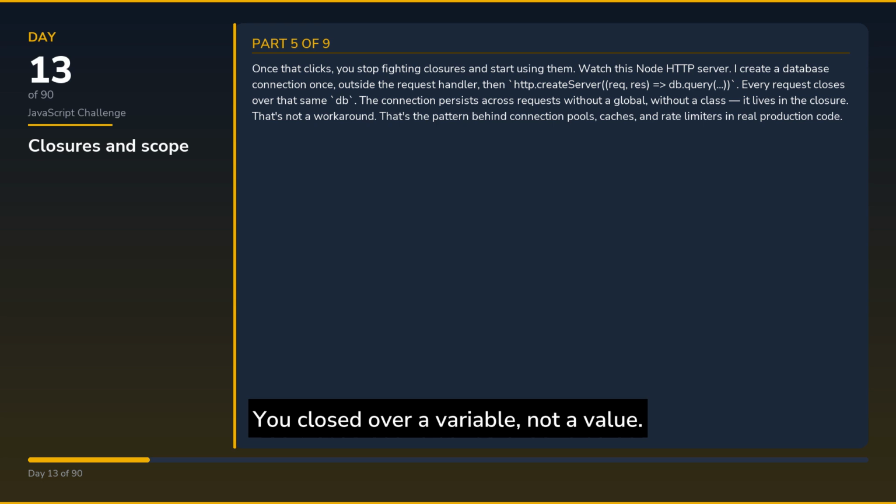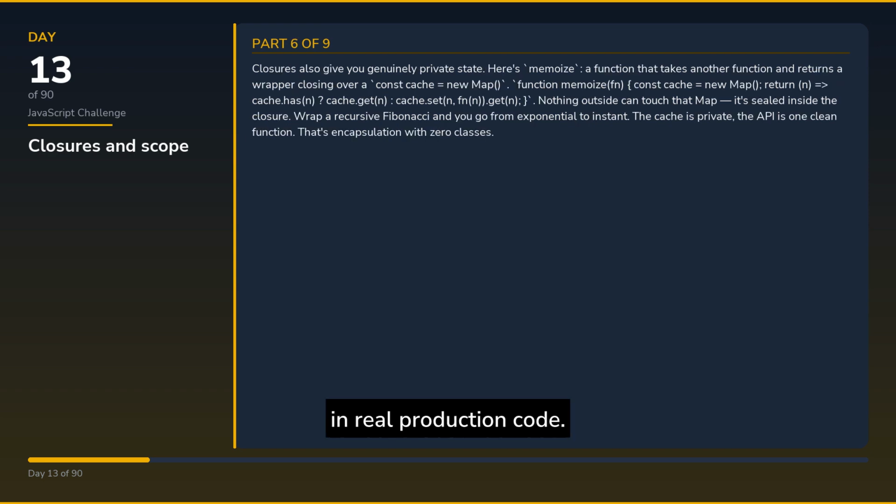Watch this Node HTTP server. I create a database connection once, outside the request handler, then http.createServer((req, res) => db.query(...)). Every request closes over that same db. The connection persists across requests without a global, without a class, it lives in the closure. That's not a workaround. That's the pattern behind connection pools, caches, and rate limiters in real production code.